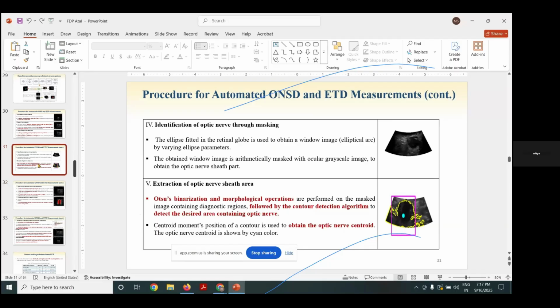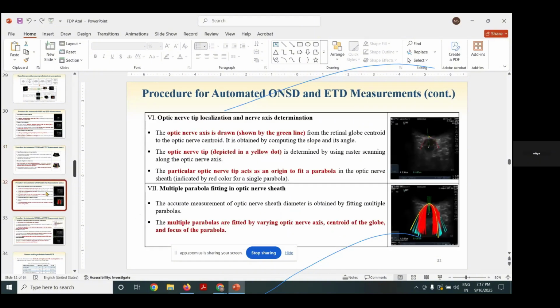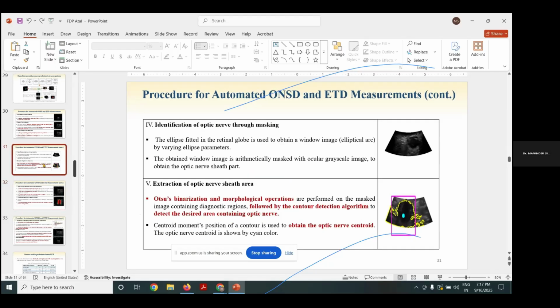Okay, sir. What is that blue one in the middle? Blue one where? Yeah, that extraction of optic nerve slide, sir. Yes, the middle one, the blue dot. That is the center of the optic nerve. Is it defined by you, sir, or detected by the system? Detected by the system. Okay, sir.